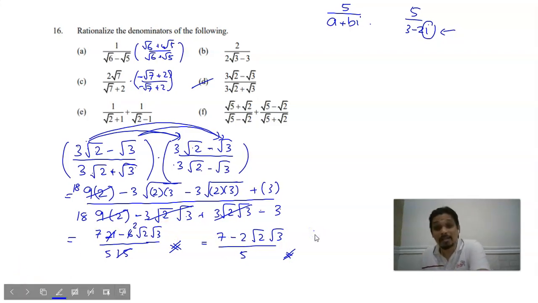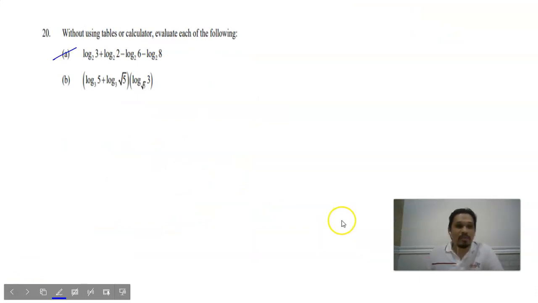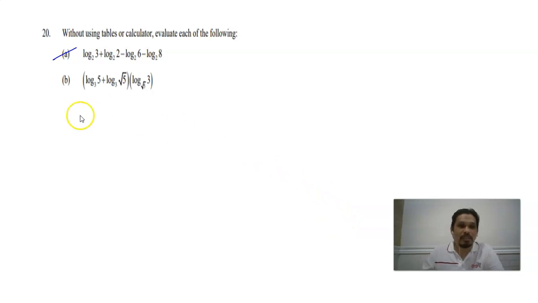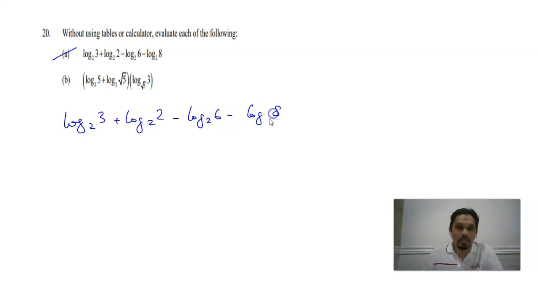Okay, next slide. Without using calculator tables or a calculator, evaluate each of the following: log 3 to the base of 2 plus log 2 to the base of 2 minus log 6 to the base of 2 minus log 8 to the base of 2. Every single log term here has a base of 2. They are all equal.